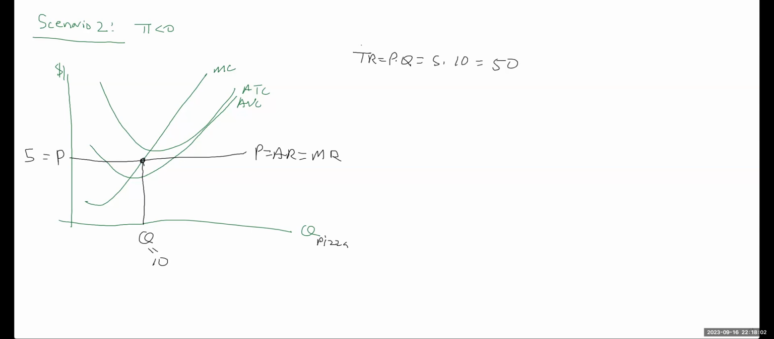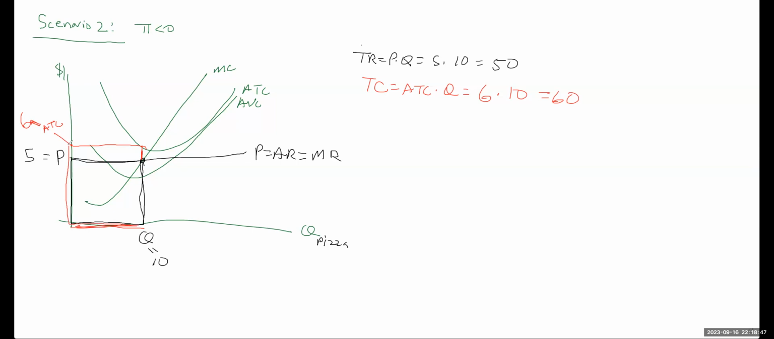All right, so let's see. Okay, so this black box right here, well, that's total revenue. Well, what about total cost? Total cost, remember, is average total cost times quantity. At this quantity of 10, average total cost is all the way up here. Right there. That is average total cost. It's a number greater than 5. Let's just be simple and call that 6. 6 times 10, remember this quantity is 10, 60.